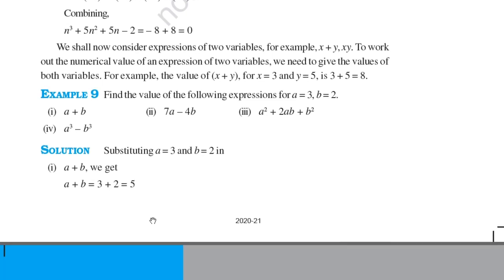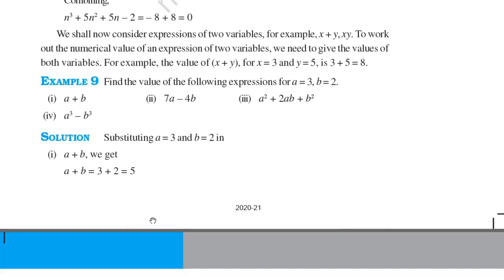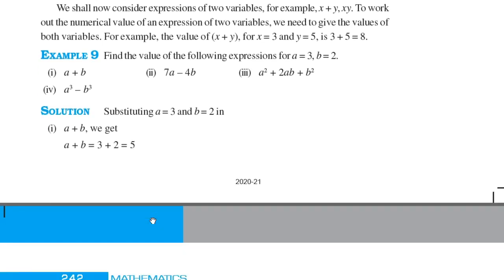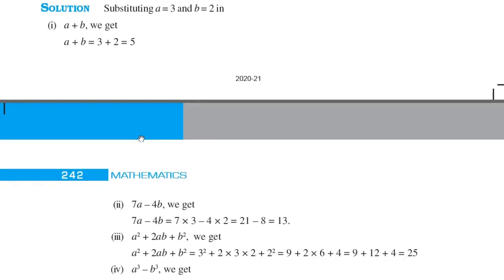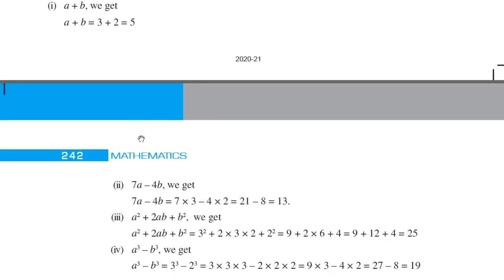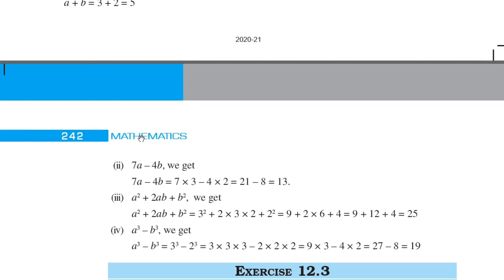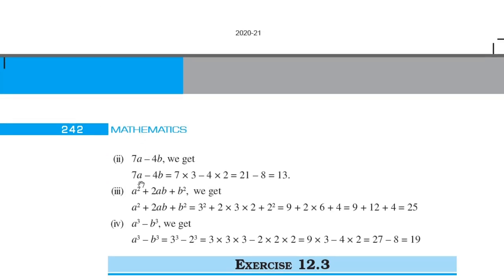So you can see here, example now: find the value of the following expressions when a is equal to 3 and b is equal to 2. So you have to put simply the value of a and b. So here a plus b. a is 3 and b is 2, so it will become 5. a plus b is equal to 3 plus 2 is equal to 5. Now the second one is 3a minus 4b. So we are putting the value here, 7 into 3 and minus 4 into 2. It will become 21 minus 8 is equal to 13.